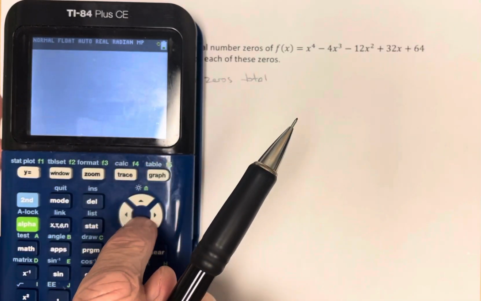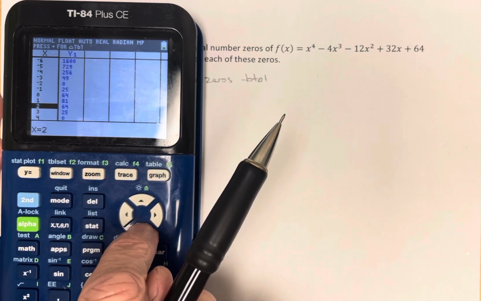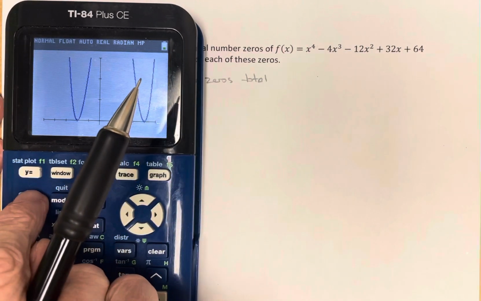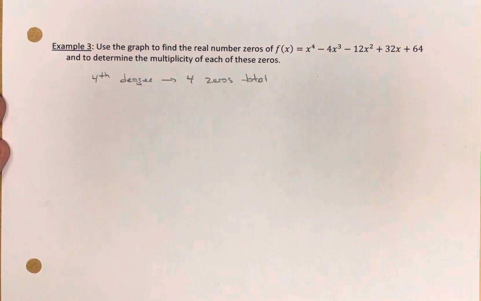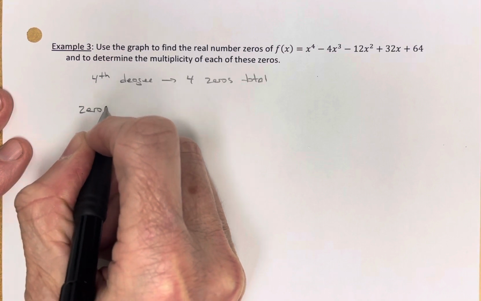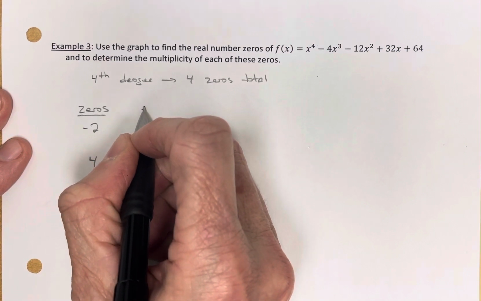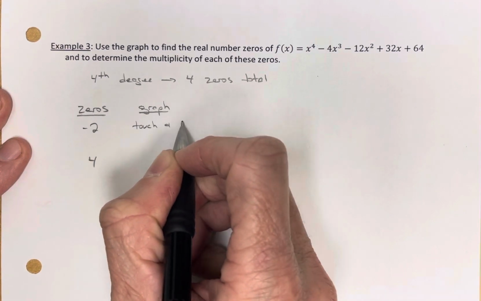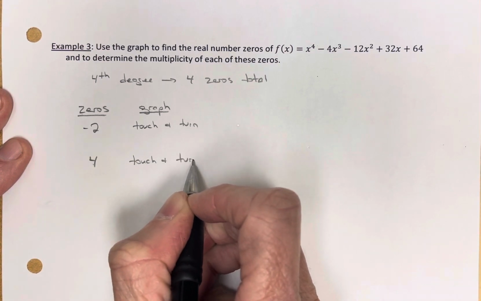I can go to my table, and you can see here the 0 at -2, and here the 0 down here is at 4. Or you can go to the graph and press calc and find your zeros this way. Okay, so my zeros are at -2 and +4. Okay, let's talk about the graph. The graph at -2, touch and turn. The graph at 4 is touch and turn.